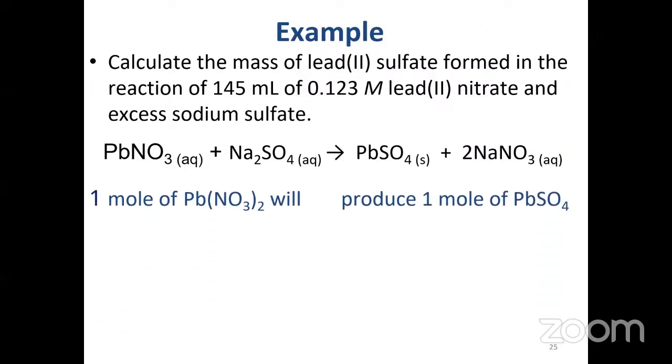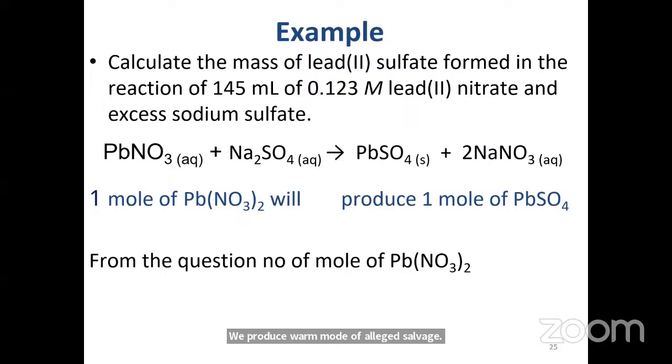The next thing, just like I mentioned, look at the number of moles of the reactants that will produce the mole of the product. We have already been told that sodium sulfate is in excess, so we are not going to reckon with the sodium sulfate because it's not the limiting reagent. It means the limiting reagent is the lead nitrate. So from the balanced equation, 1 mole of lead nitrate produces 1 mole of lead sulfate.